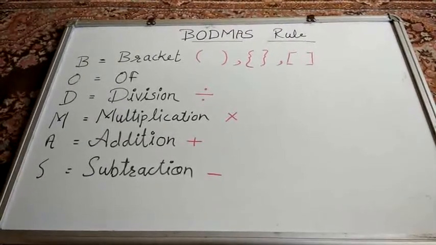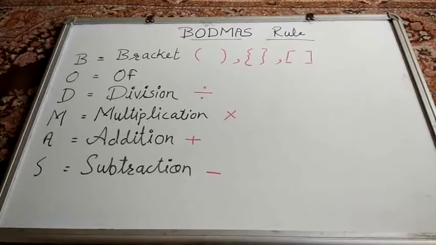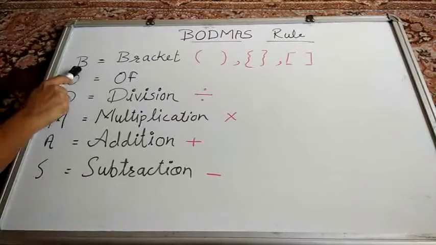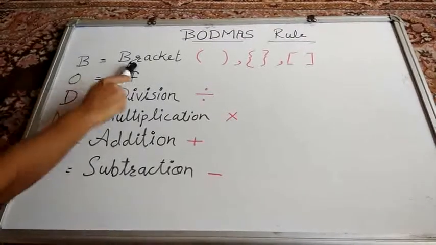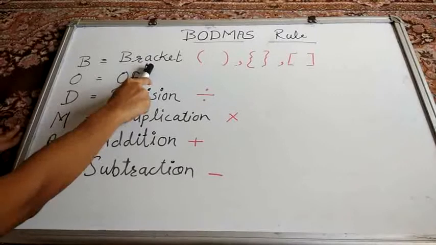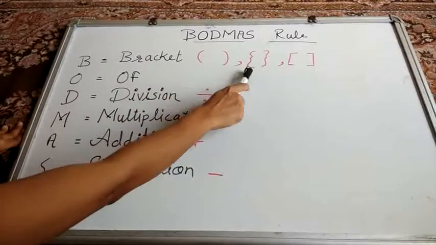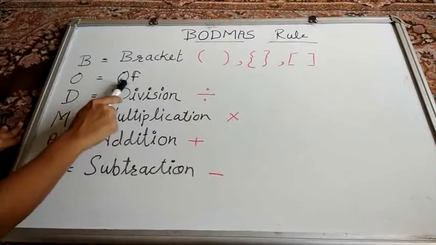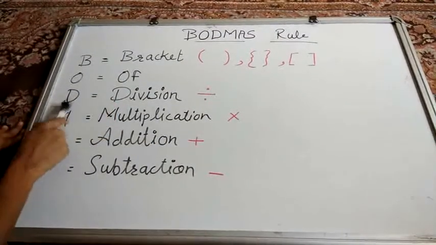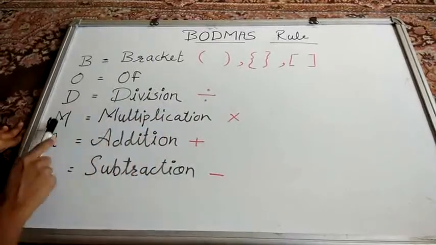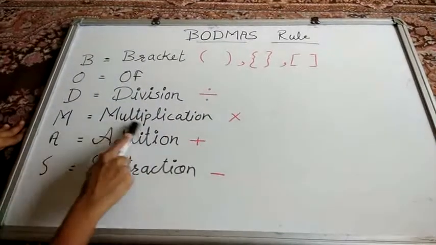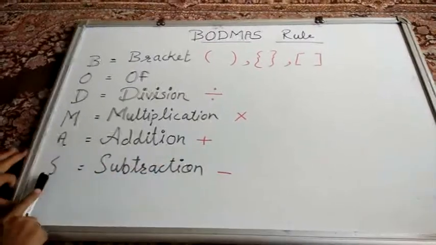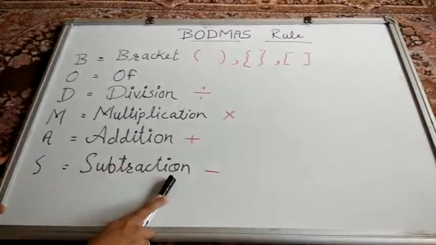Let's see the full form of the BODMAS rule. If you observe, I write BODMAS here. B stands for bracket. Which three brackets are used? Circular, curly bracket and square bracket. O stands for of. D stands for division. M stands for multiplication. A stands for addition. And S stands for subtraction.